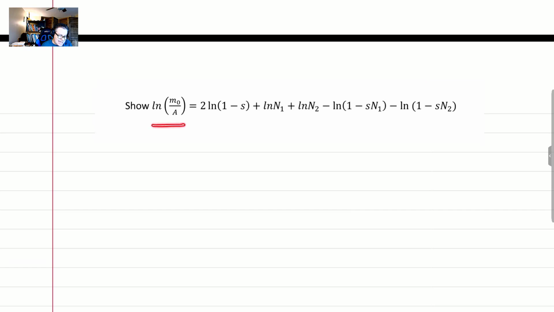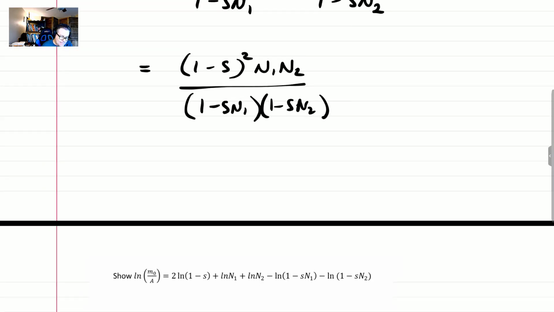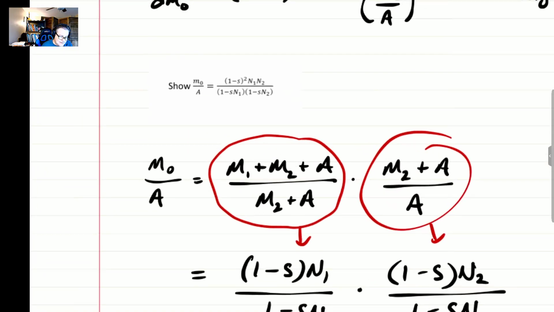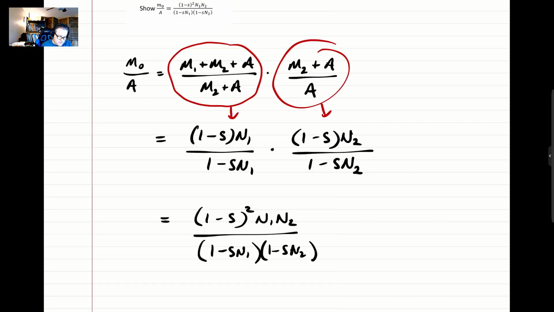I want to show that the ln of m naught over a is equal to all of these terms, which are written with the new variable n1 and n2 and just some constant s. So we've just established that m naught over a is equal to this expression, right? We just showed m naught over a is equal to that.